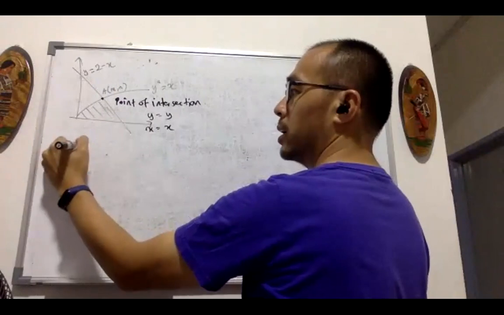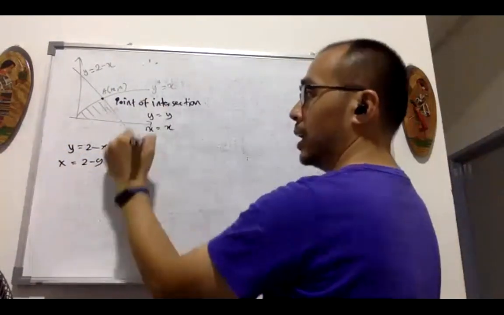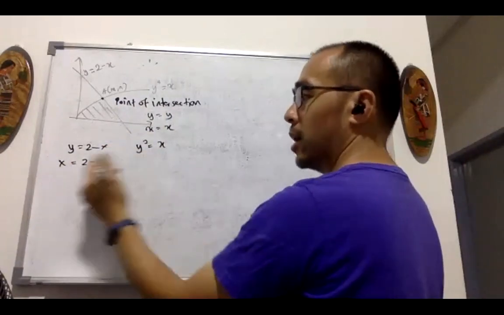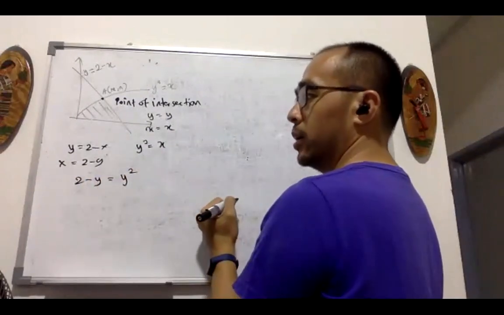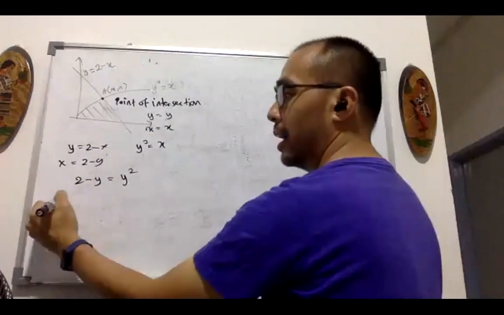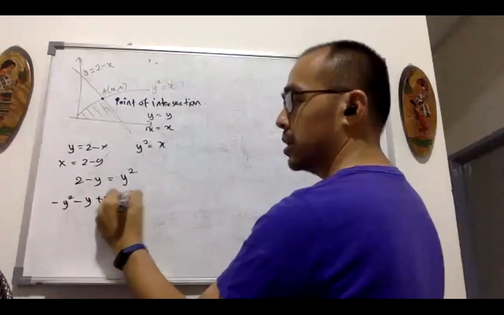Let me change this. y equals to 2 minus x, I'll get x equals to 2 minus y. And this one is y squared equals to x. So I'll equate the x. I'll get 2 minus y equals to y squared. I can bring this to the left or to the right. I'm going to bring this to the left: minus y squared minus y plus 2 equals to 0.